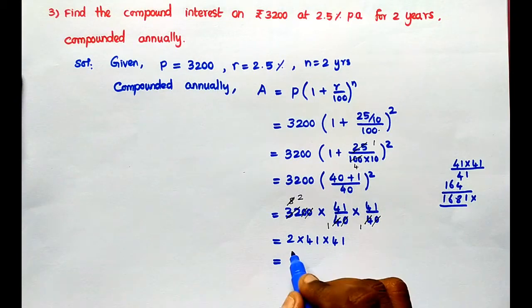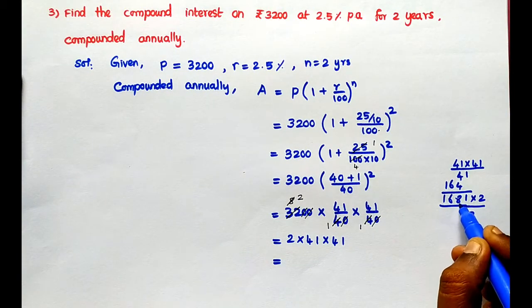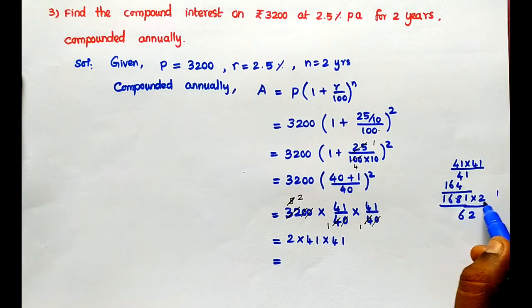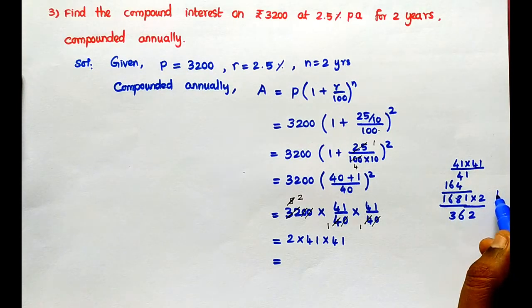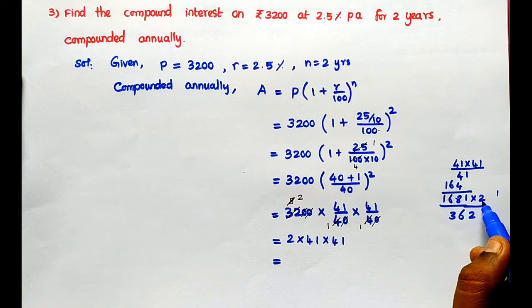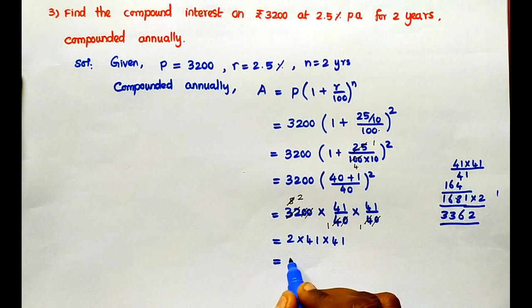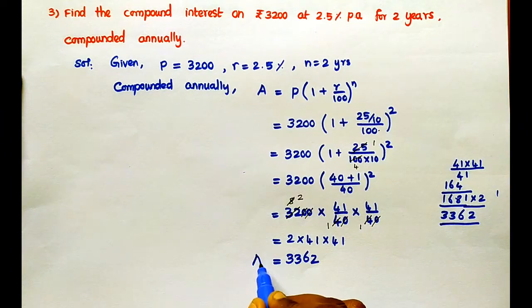Into again 2. So we get 2, 8 2s are 16, carry over 1, 6 2s are 12, plus 1 is 13, so 3 carry over 1 again, 1 2 is 2, plus 1 is 3, so 3362, that is the amount.